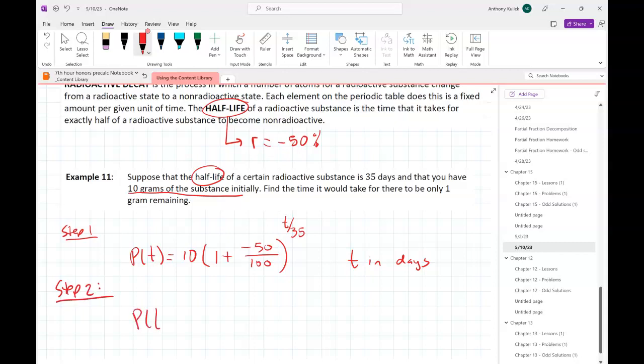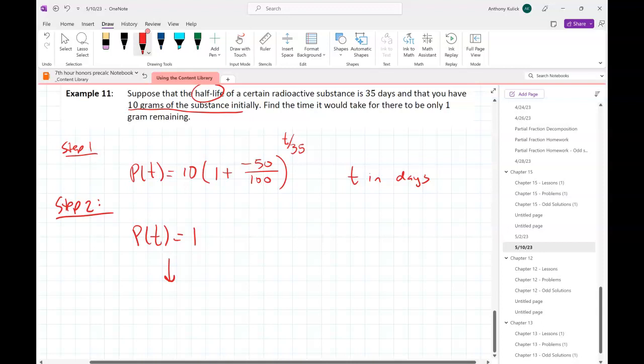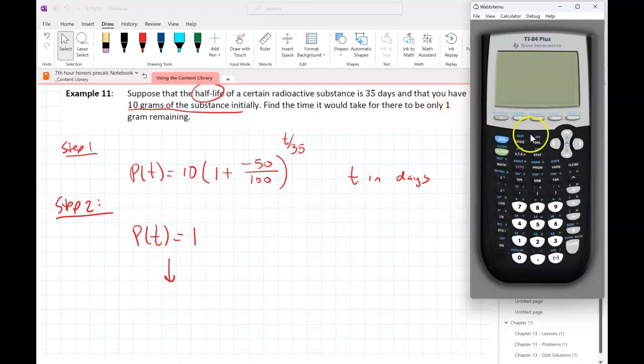Step two, then, we're just going to take that and set it equal to 1 and solve. We've done this with a logarithm now. I'm just going to do this piece on the calculator from here on out until I run into something that's decidedly different. So let's see here. I have 10 times 0.5 to the x divided by 35, and then 1.